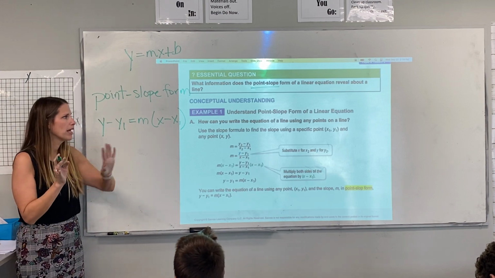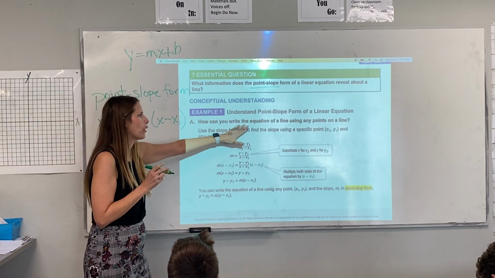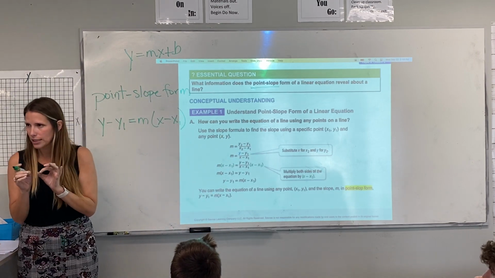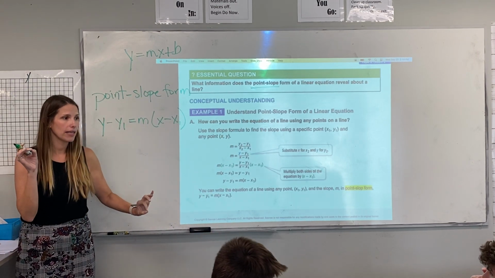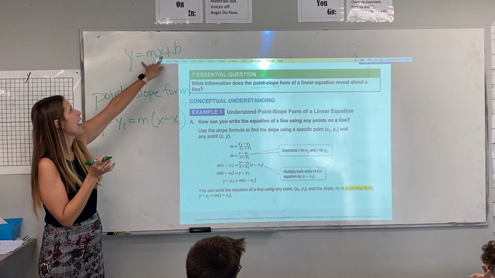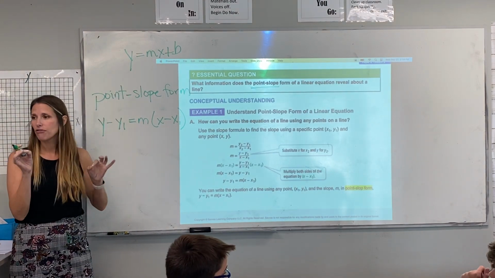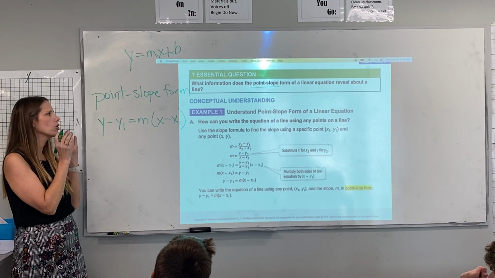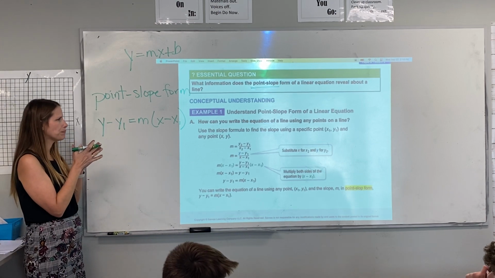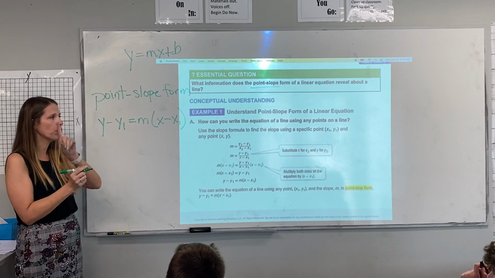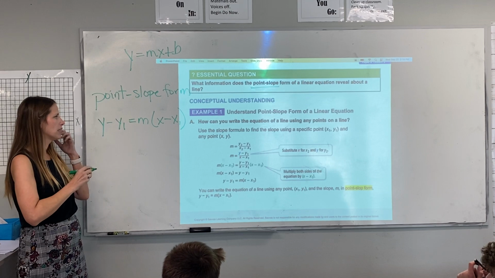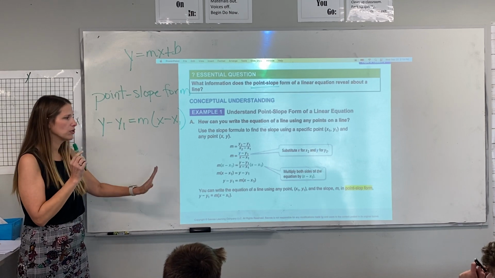Now, how can you write the equation of a line using any of the points on the line? Any of them. Now remember, x and y mean any of the points on the line. But we're going to write it in a way so that we would be able to use just one point on the line and the slope. And this is how you do it, okay?